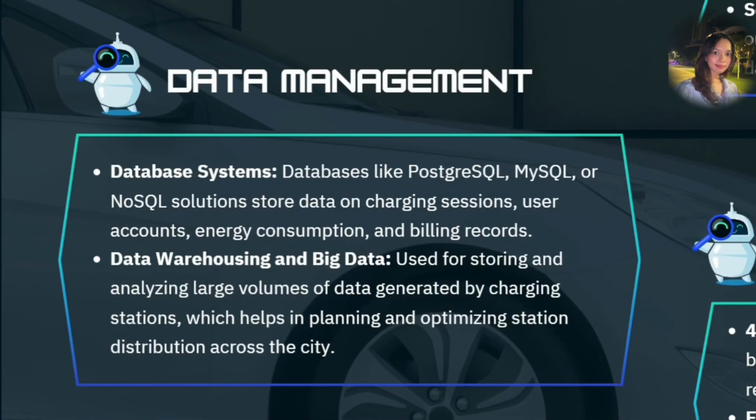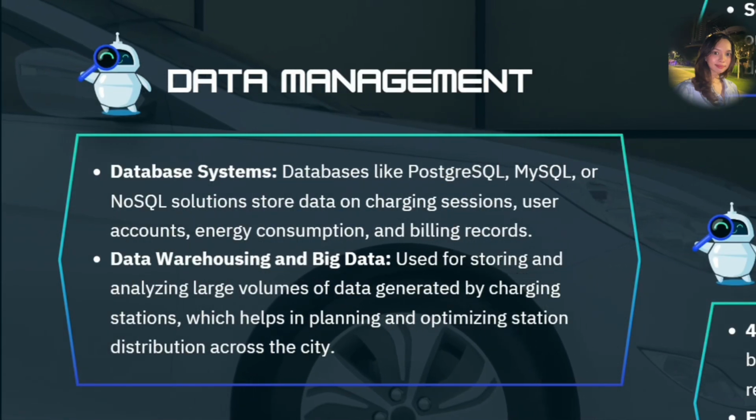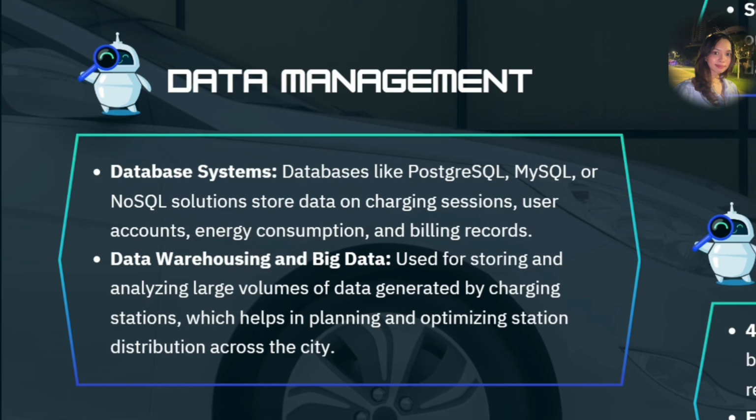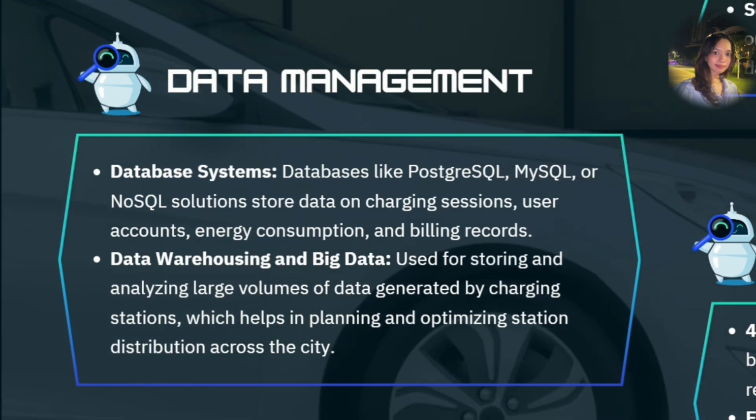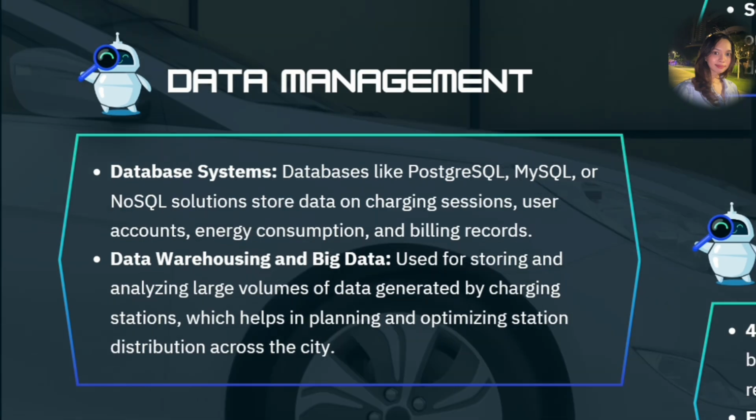Next, we will see in data management, where database systems like PostgreSQL, MySQL, or NoSQL solutions store data on charging sessions, user accounts, energy consumption, and billing records. Next is data warehousing and big data, used for storing and analyzing large volumes of data generated by charging stations.